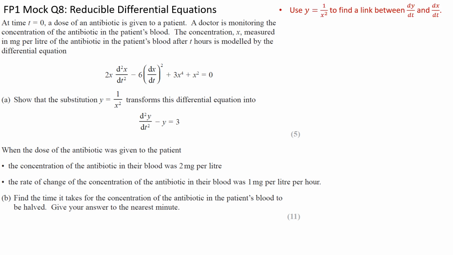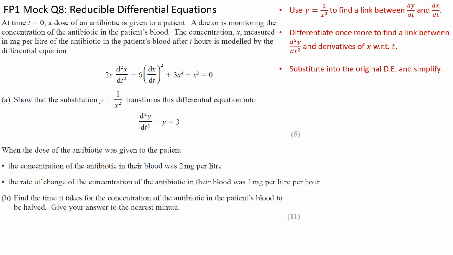Here are the steps that I would recommend you follow. I would start by using the substitution given, y equals 1 over x squared, to find a link between dy/dt and dx/dt. You can do that by differentiating with respect to x. Then, once you've got an expression for dy/dt, you can differentiate one more time and you can get a link between the second derivative of y with respect to t and the second derivative of x with respect to t.